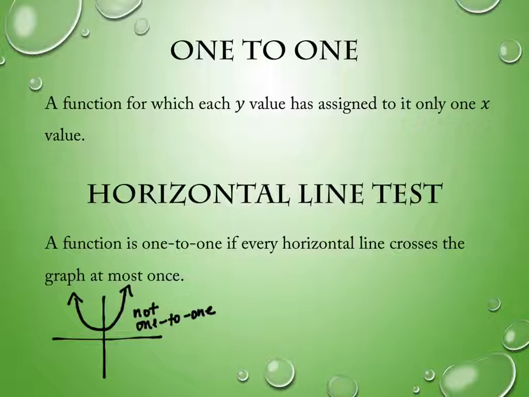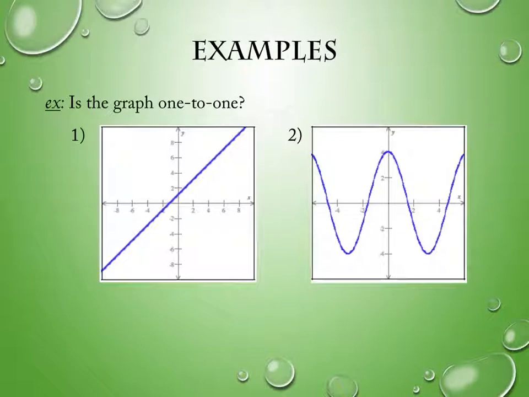When we're looking at graphs on lines, we can use the horizontal line test, and it's really straightforward because we're drawing those horizontal lines. So if you take a look at these graphs, visually, we should be able to decide if they're one-to-one. Is number one one-to-one? Yes, it is. Every horizontal line I draw crosses once.